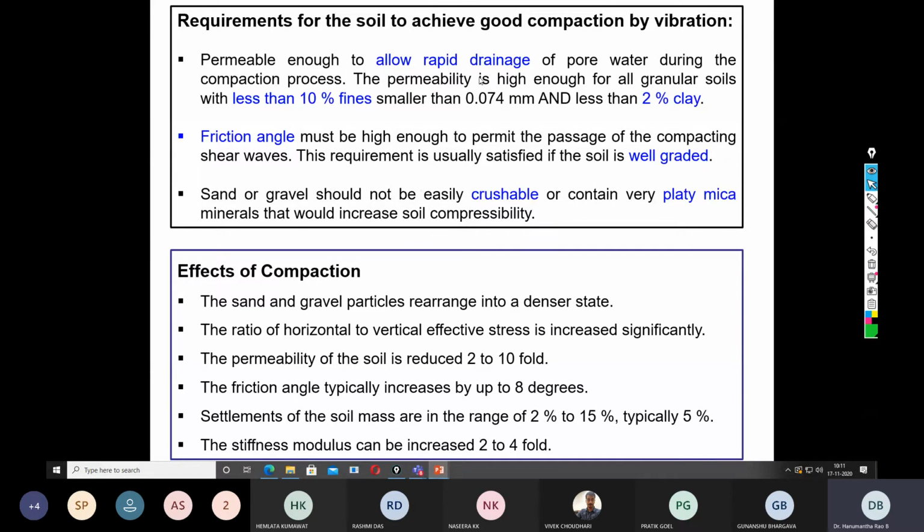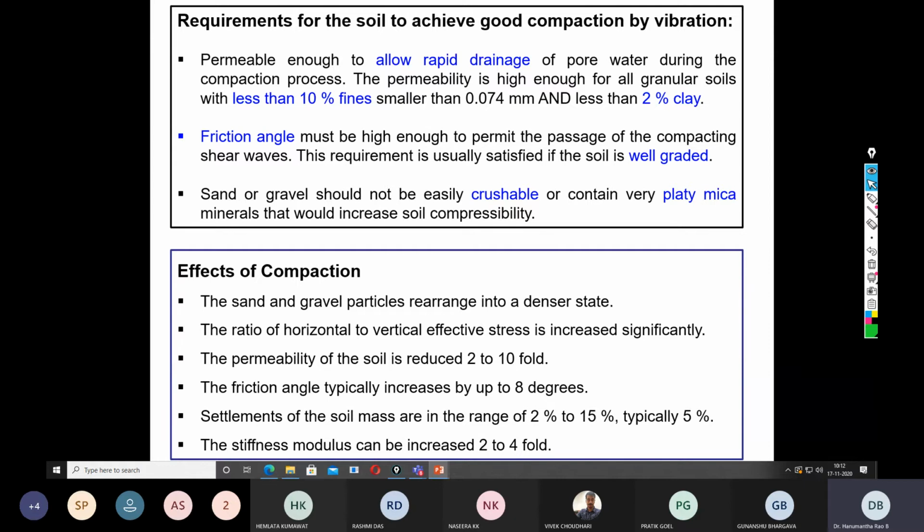The permeability is high enough for all granular soils with less than 10% of fines and with less than 2% of clay. So this is one of the limitations when you try to select a soil for the vibro flotation technique. Make sure that the total fines contained are less than 10% with the clay content of less than 2%. Okay, so this is one of the requirements.